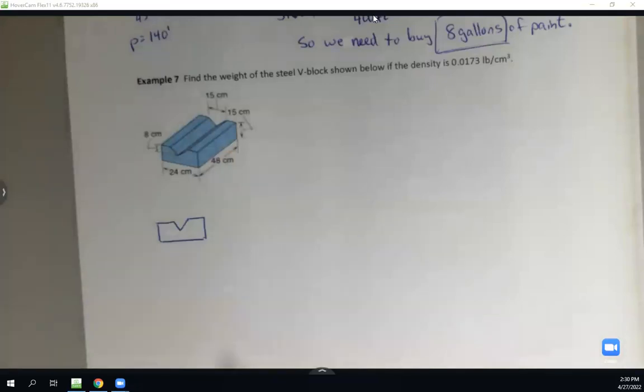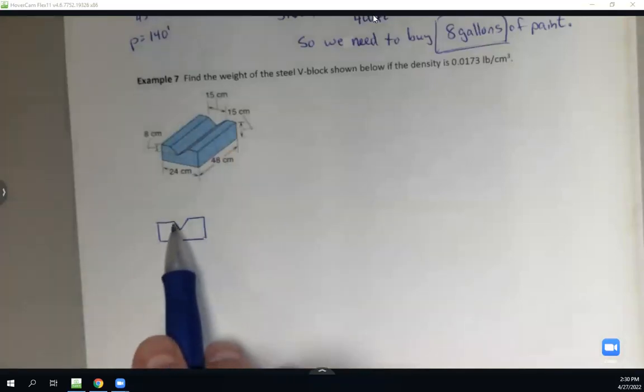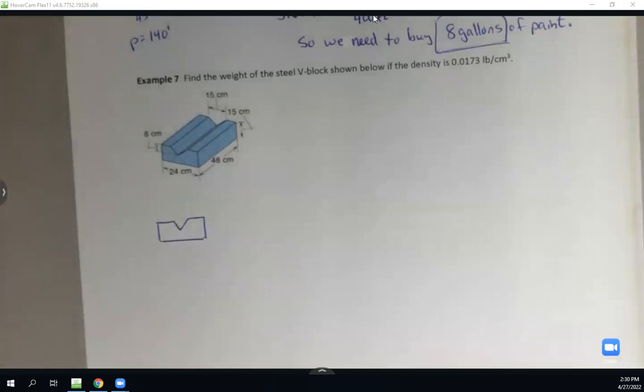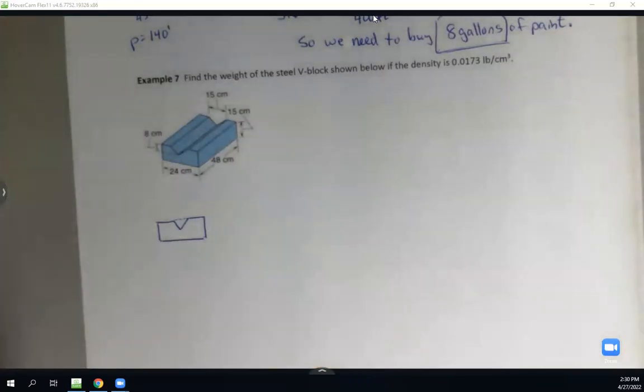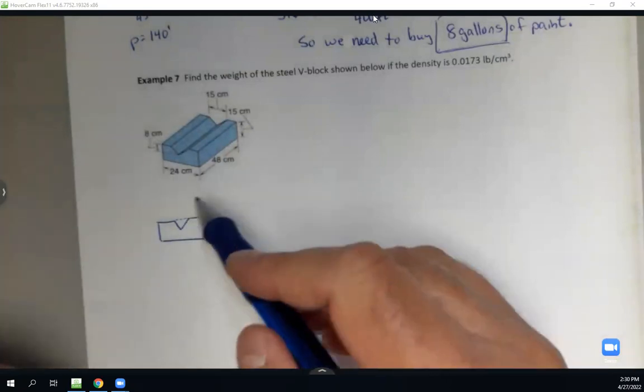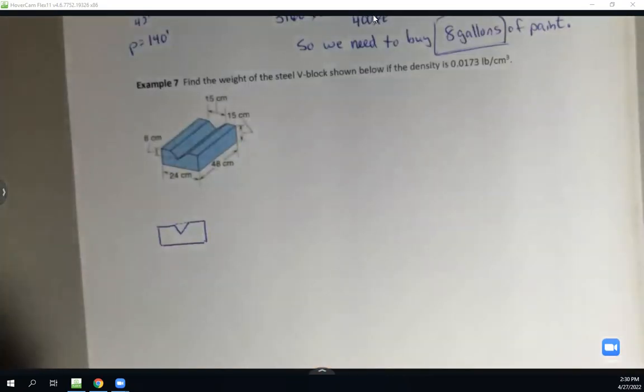Would you agree that looks like a rectangle with a triangle cut out of it? So I could find the area of the rectangle, find the area of the triangle, subtract those two, and that's the area of the base. And then again, once I know that, I'll take that times the altitude, 48, and that'll give me the volume, so I can then find the weight.